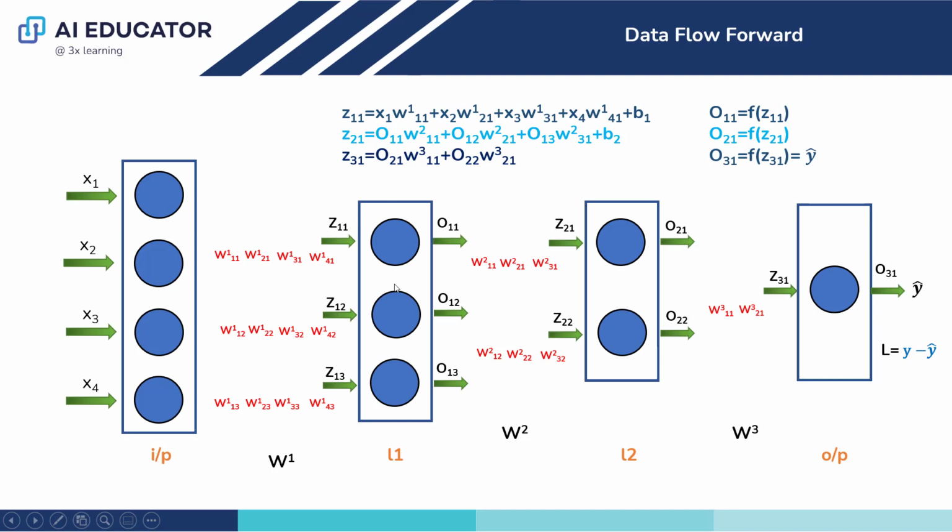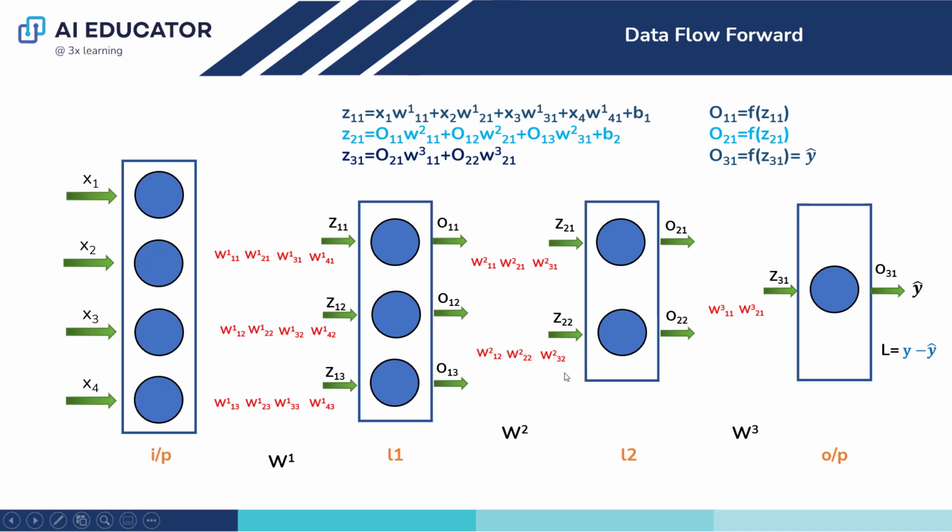In a similar way, we can calculate O12 and O13. Then we get a cumulative sum of input O11 W211 plus O12 W221 plus O13 W231 plus bias b2 for Z21. In a similar way, you can even calculate Z22. These will be the weights going to this node, and these three will be the weights of the connections going to this node.